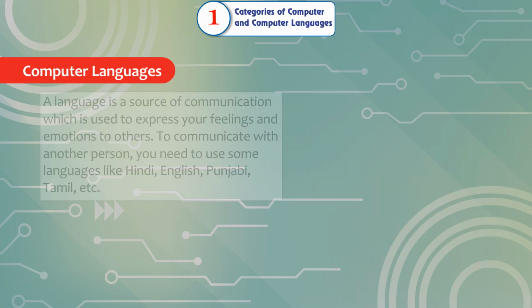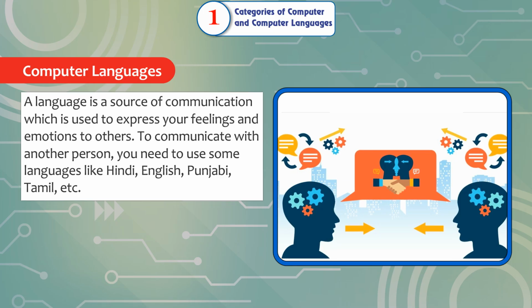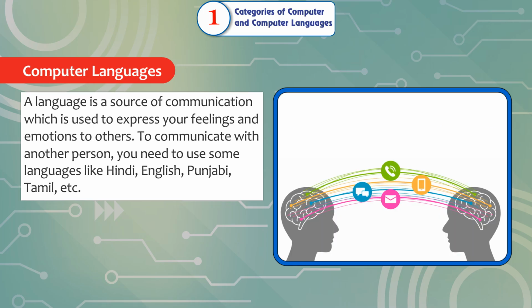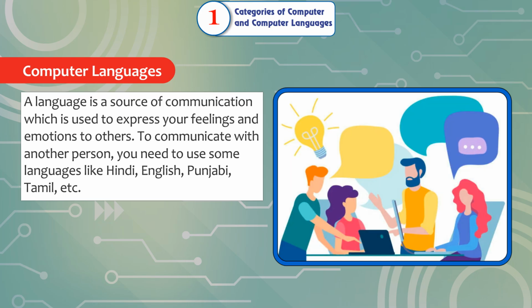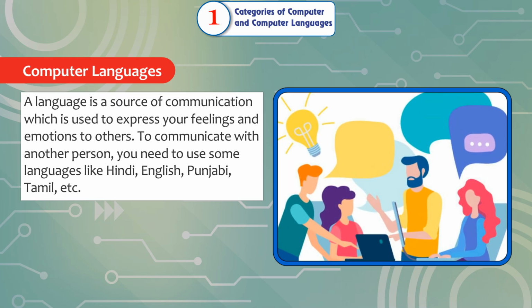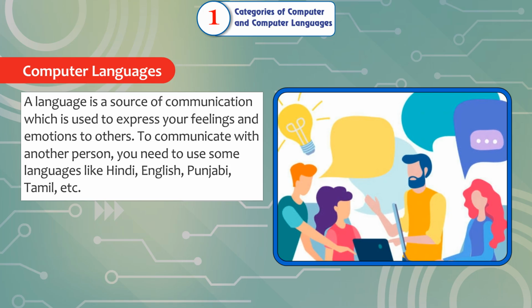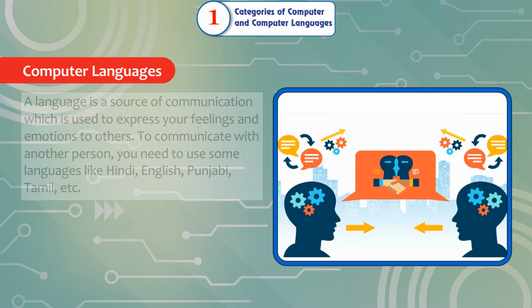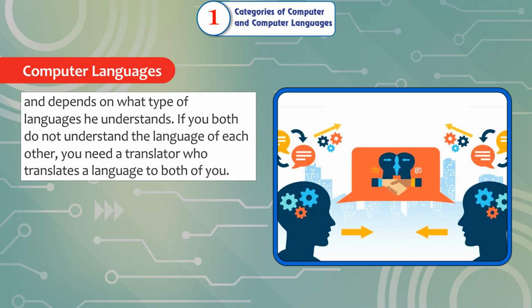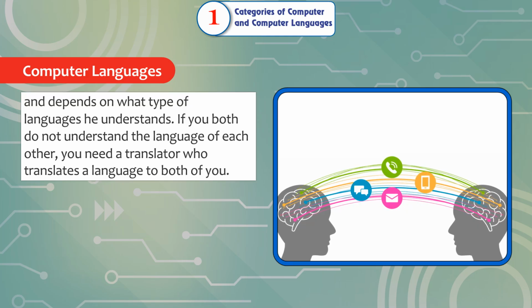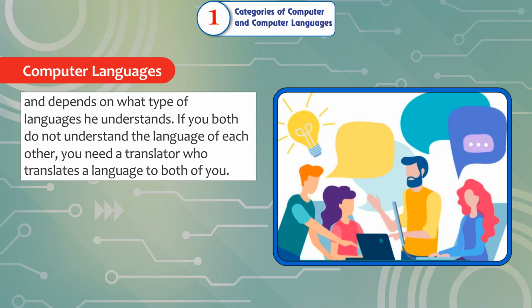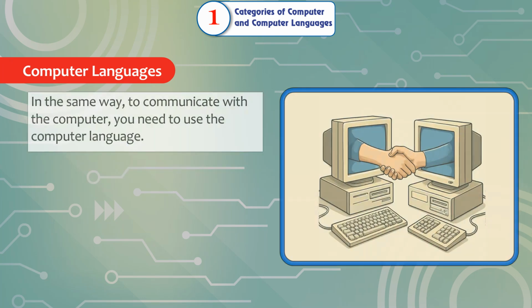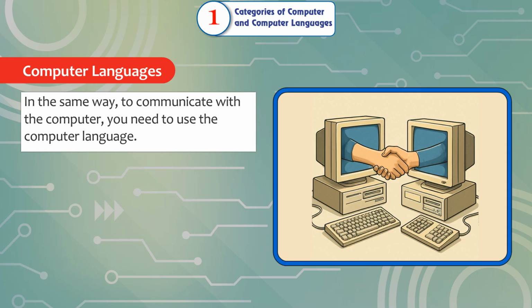Computer languages. A language is a source of communication which is used to express your feelings and emotions to others. To communicate with another person, you need to use some languages like Hindi, English, Punjabi, Tamil, etc. And it depends on what type of languages he understands. If you both do not understand the language of each other, you need a translator who translates a language to both of you. In the same way, to communicate with the computer, you need to use the computer language.